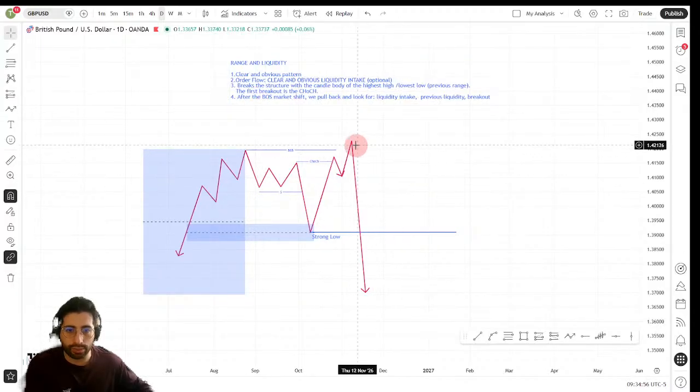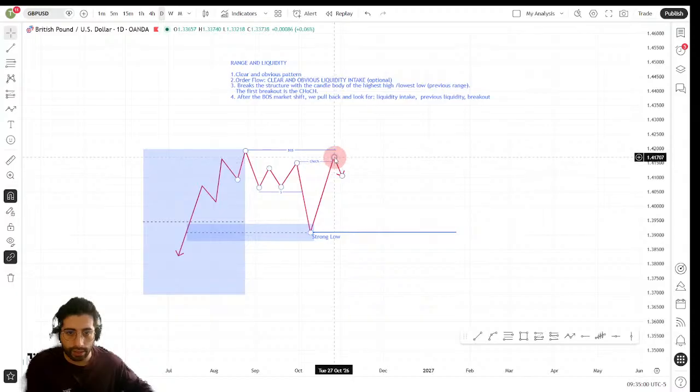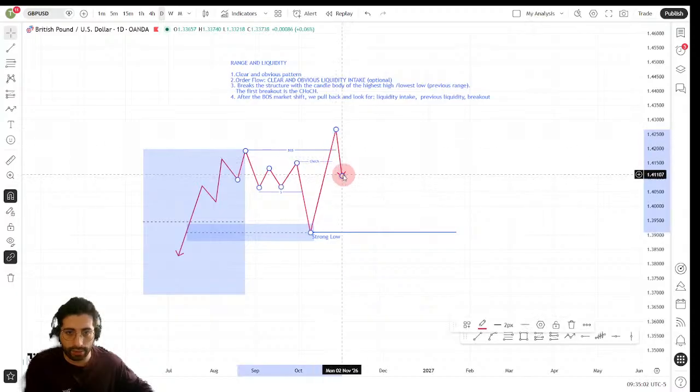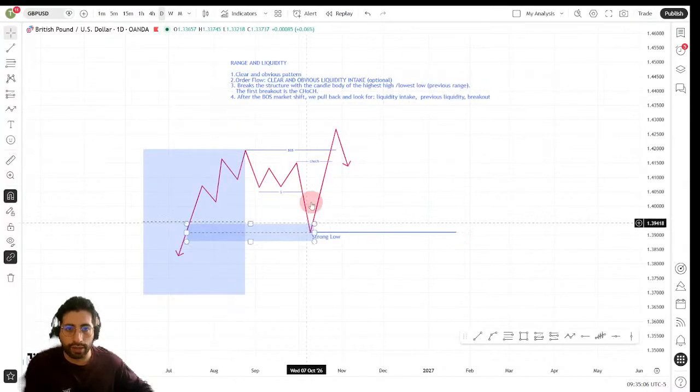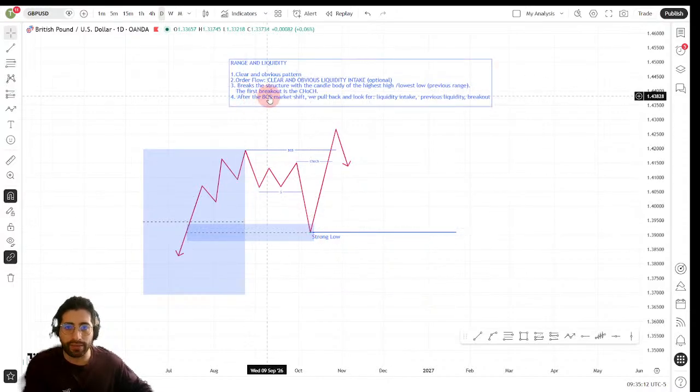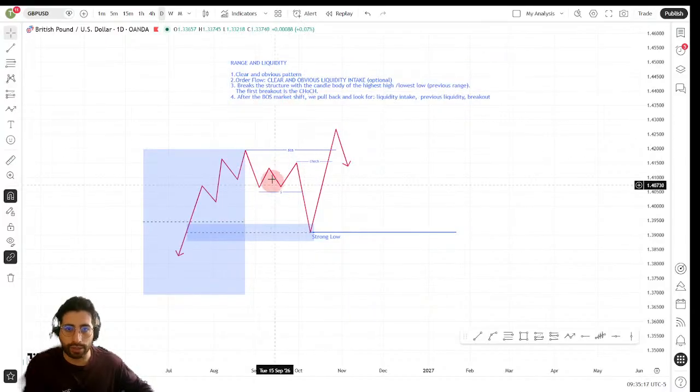That's why we actually need a clear and evident break of the highest high with the body of the candle, and then we have a real clear confirmation of a new range beginning, right? Which will be this. From this, it will start. And then after the BOS, after this BOS, the market shifts.